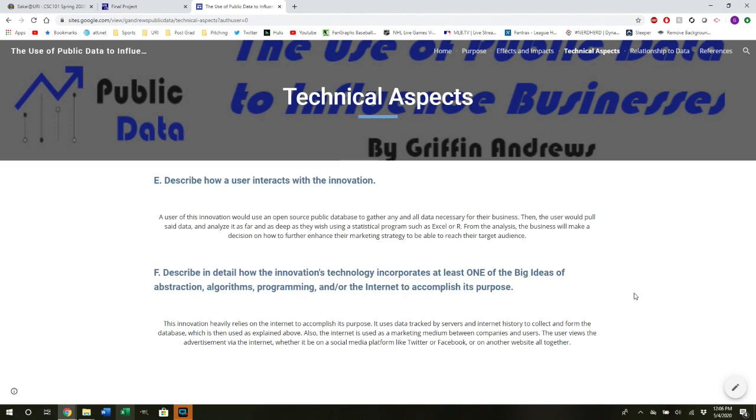Prompt F here is to describe in detail how the innovation's technology incorporates at least one of the big ideas of abstraction, algorithms, programming, and/or the internet to accomplish its purpose. And this innovation actually almost completely relies on the internet. It uses servers and software to fetch the data, and then it uses even more software to analyze said data. The internet is also used within the grand scheme of things as the medium for marketing.